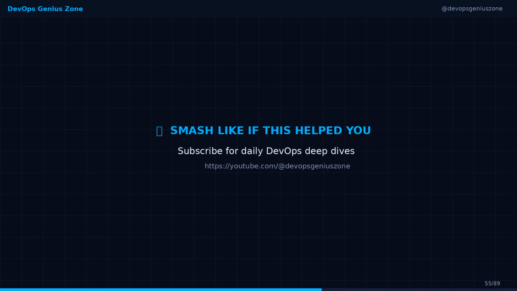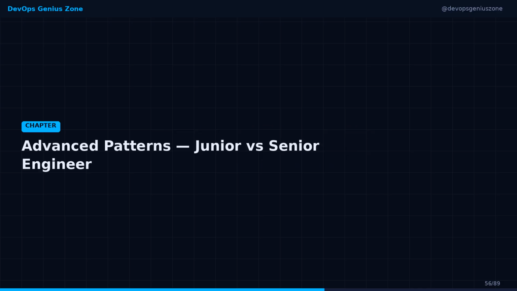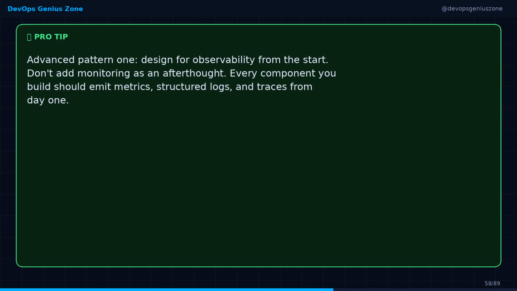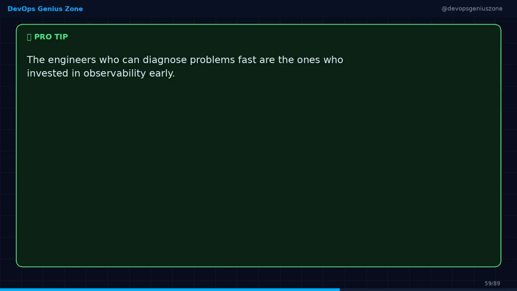Here's the part nobody tells you about mistakes in DevOps. The environment punishes gaps in understanding. You can get away with not knowing something for weeks or months. And then at 2 a.m. during peak traffic, it surfaces all at once. The engineers who survive and thrive are the ones who invest in understanding things deeply before they need that knowledge. That's exactly what we're doing in this video. Let me give you the advanced patterns that separate junior engineers from seniors.